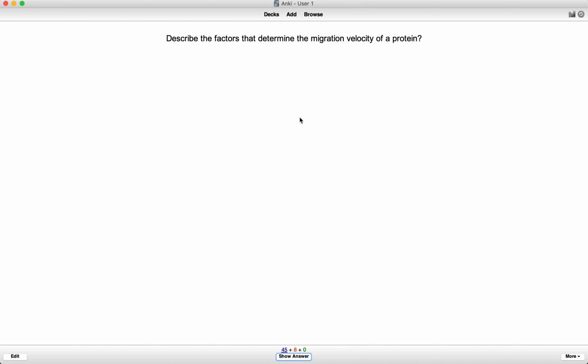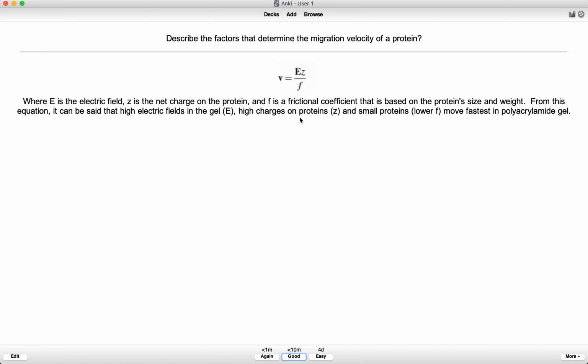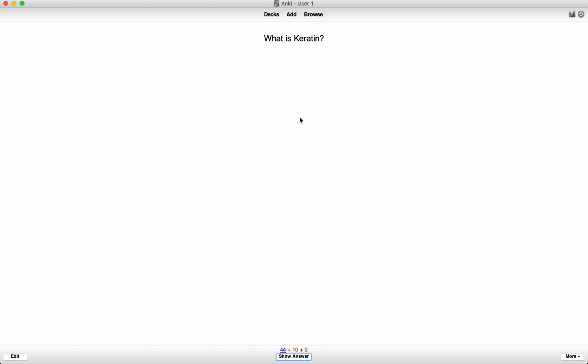Migration velocity of a protein. V equals EZ over F, where E is electric field, Z is charge, and F is frictional coefficient. And you can just make relations with that. It's very easy to get an F in biology, or in biochemistry, which is this chapter. V equals EZ over F. Z is charge, E is electric field, F is a frictional coefficient, and V is the velocity.